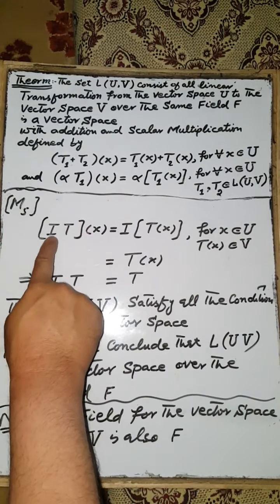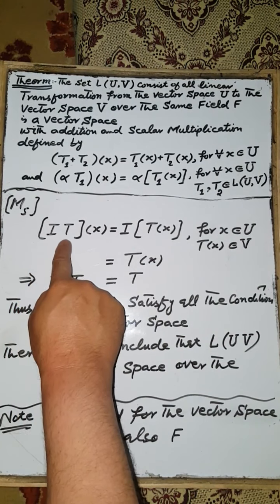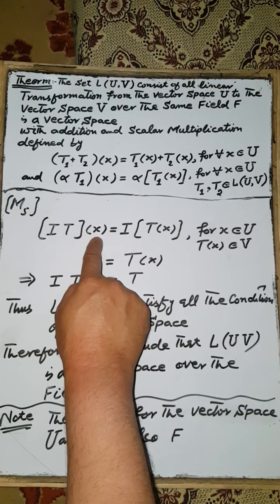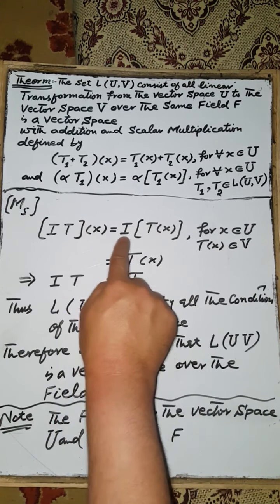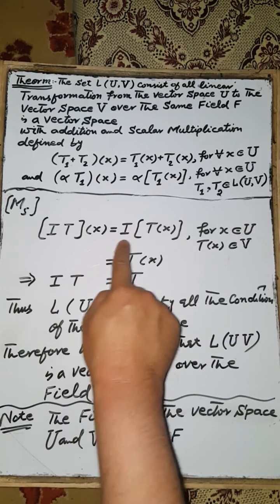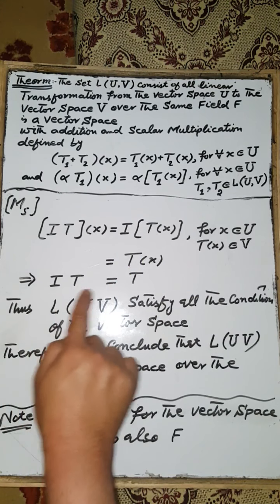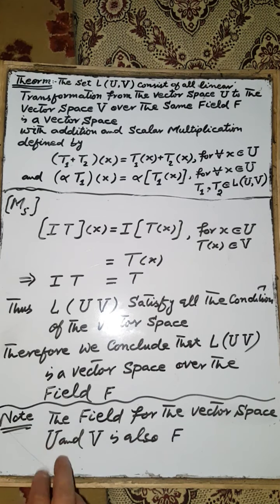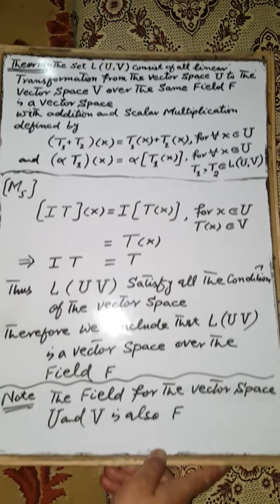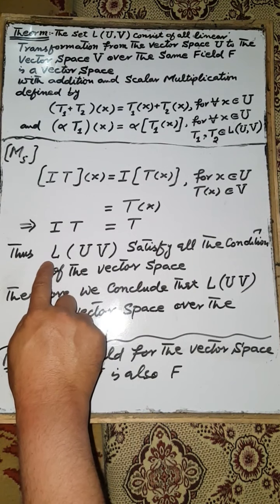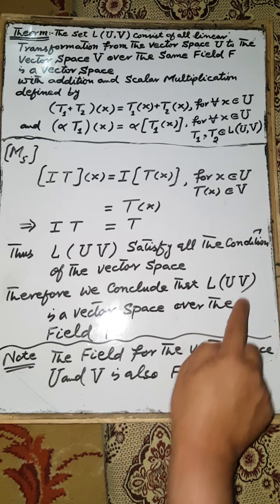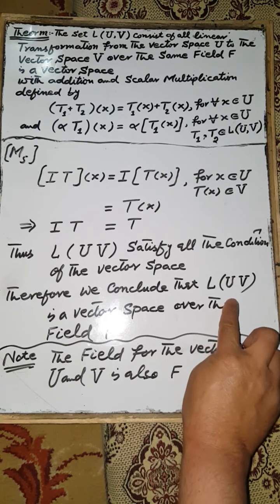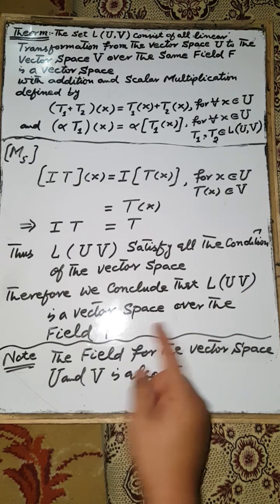To check the last condition, if I is the identity linear transformation and T is any transformation, apply this transformation on x, according to this condition we have I(Tx), an element of the vector space V, and I is an operator, therefore when we apply an operator on any element we get the same element, that is, IT is equal to T. That is, the linear transformations satisfy all the conditions of the vector space, and in this case I is the identity vector of the set of linear transformations from U to V. Therefore, we conclude that the set consisting of all the linear transformations from the vector space U to V is a vector space over the field F.